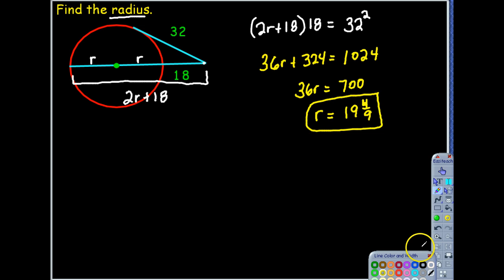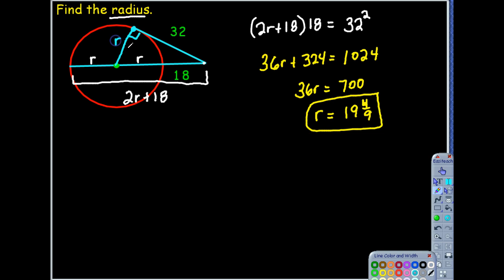Now, I know this is a little bit off the beaten path, but this is going back to even the very first section. Do you remember, because radius is the distance from the center to any point on the circle, right? So could I draw the radius to the point of tangency? Absolutely. In fact, we know that it's perpendicular to that tangent.